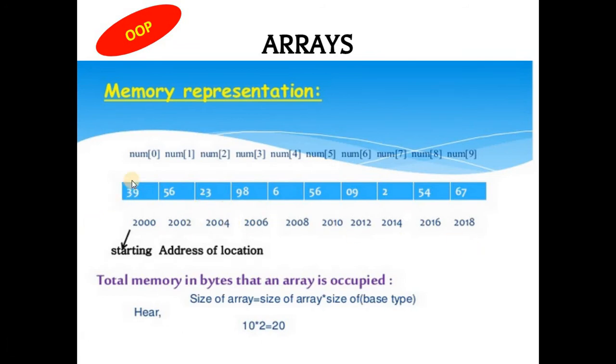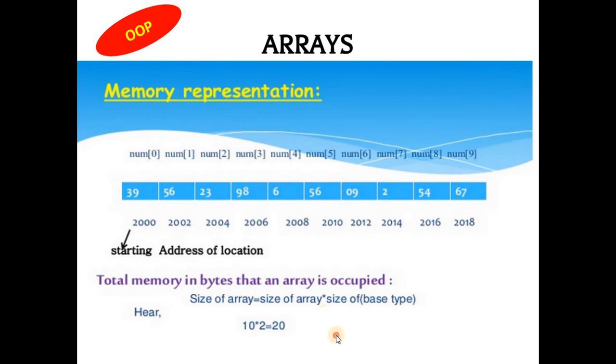So, if I want to calculate the size of an array and I declare int num[10], then the size of num[10] will become the size of the array, that is 10 times the size of its basic type. If it is an integer it will be 2 bytes, so that is 20 bytes. So, all of num[0] to num[9] is taking 20 bytes of memory.